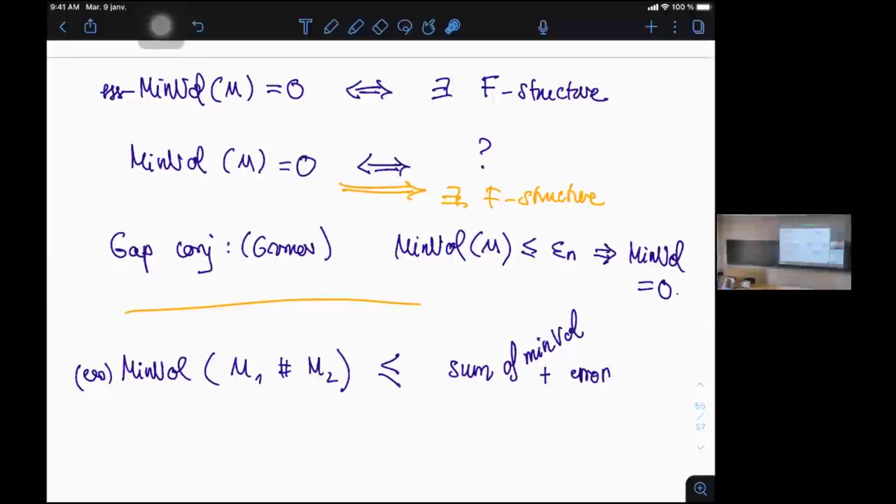Are there other questions? No, so thanks. Yes, maybe. Yes. Are there examples of Einstein manifolds for which the essential minimal volume is not achieved by an Einstein metric or something like that? Or maybe no examples are known. I don't know.